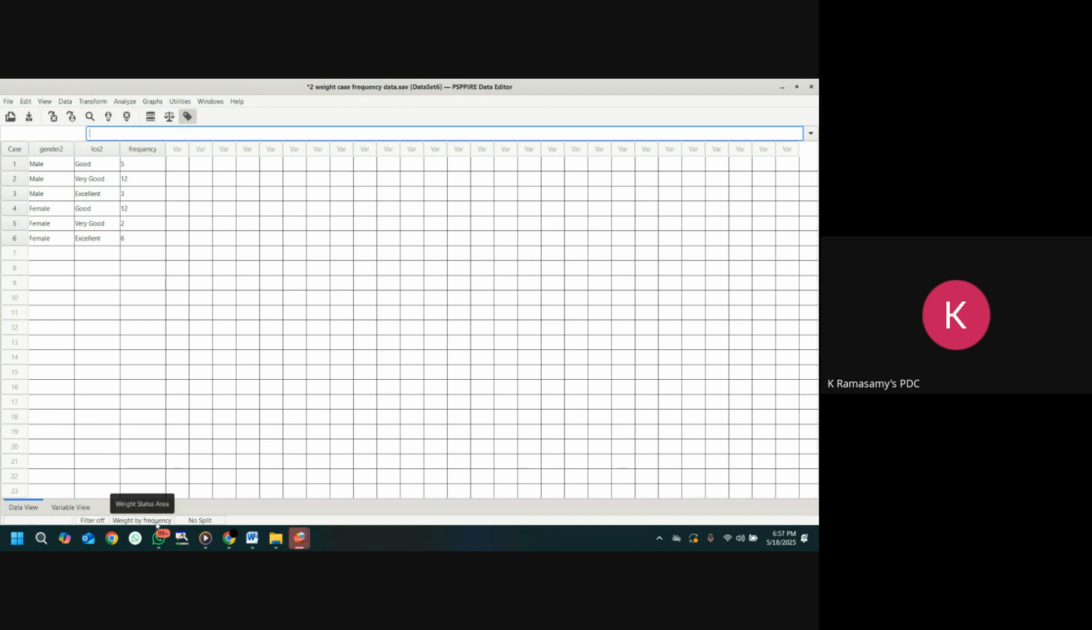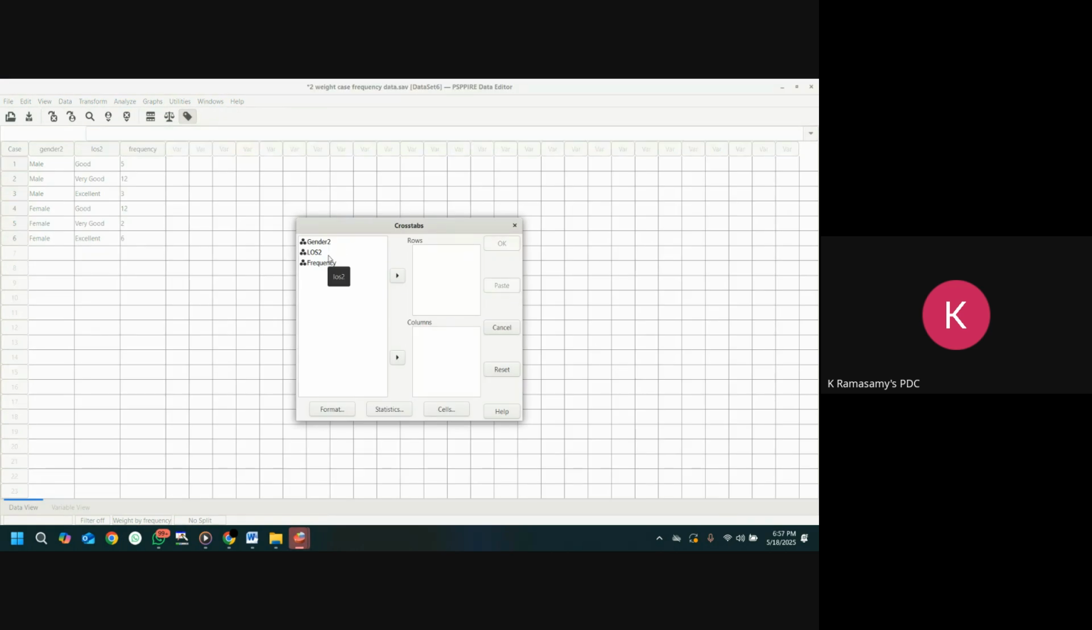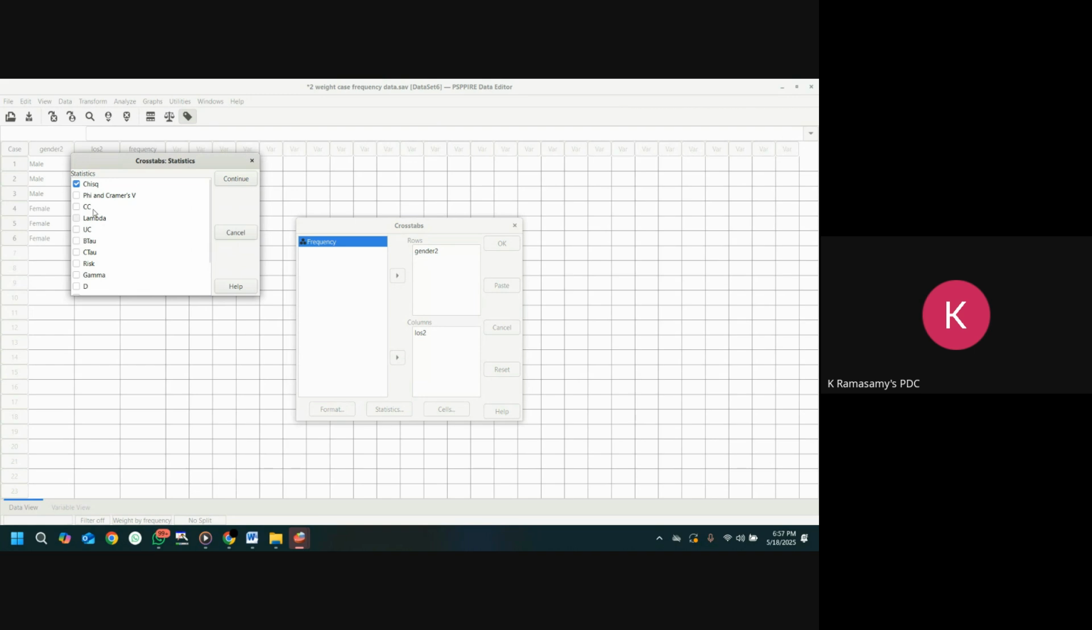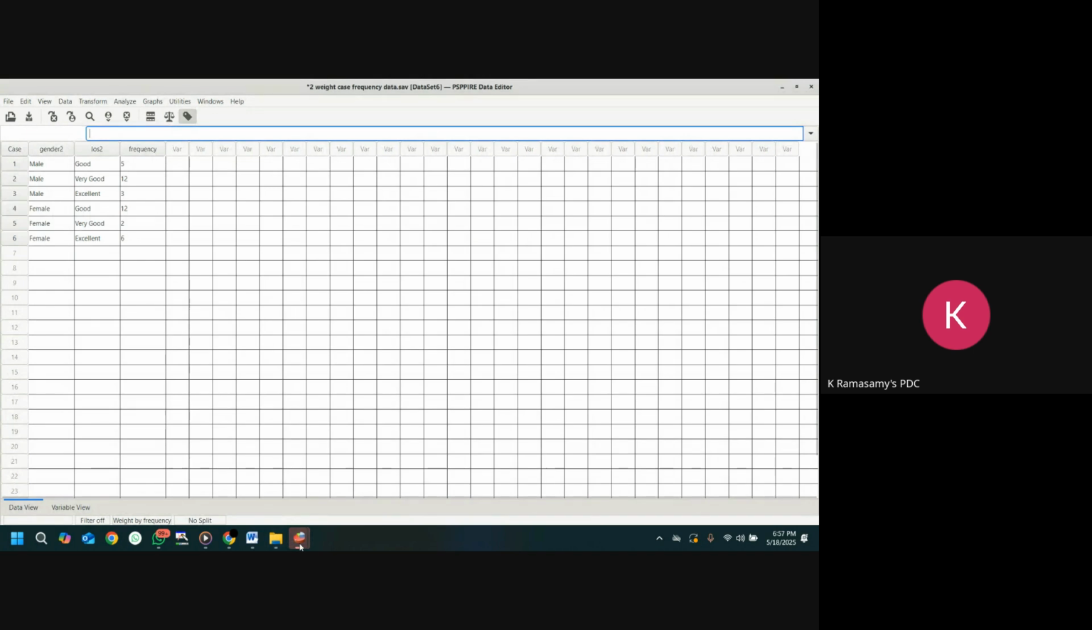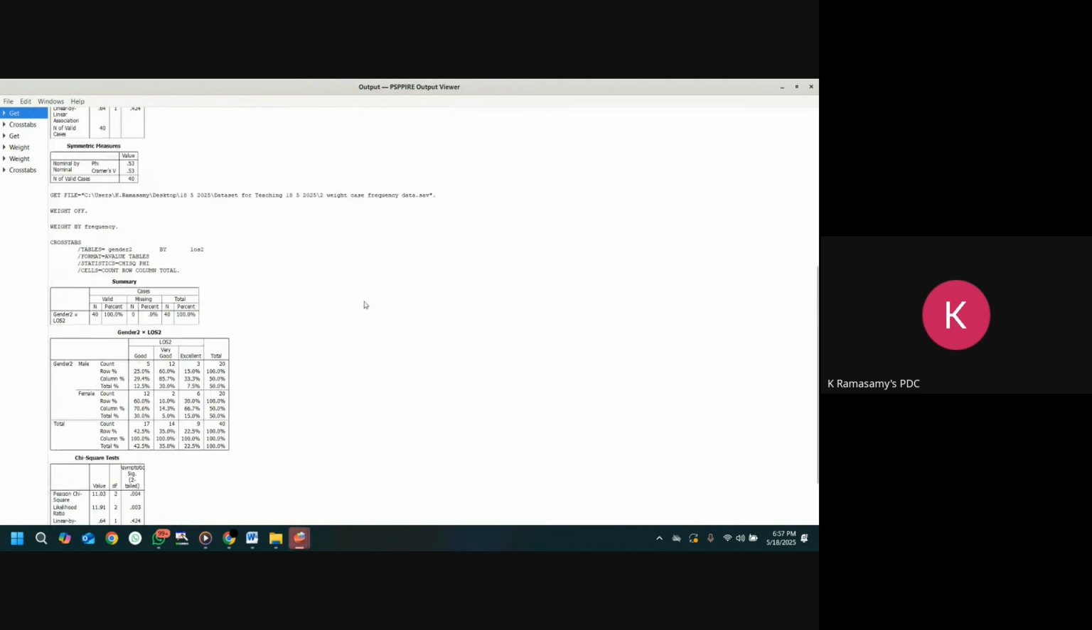Once this is done, now you go to Analyze, Descriptive Statistics, Crosstabs. The variables are gender and level of satisfaction. Go to Statistics. You need the chi-square value. You need Cramer's V value. Click on Continue. Say okay. Now we'll go to the output. You can see here the result of the table.